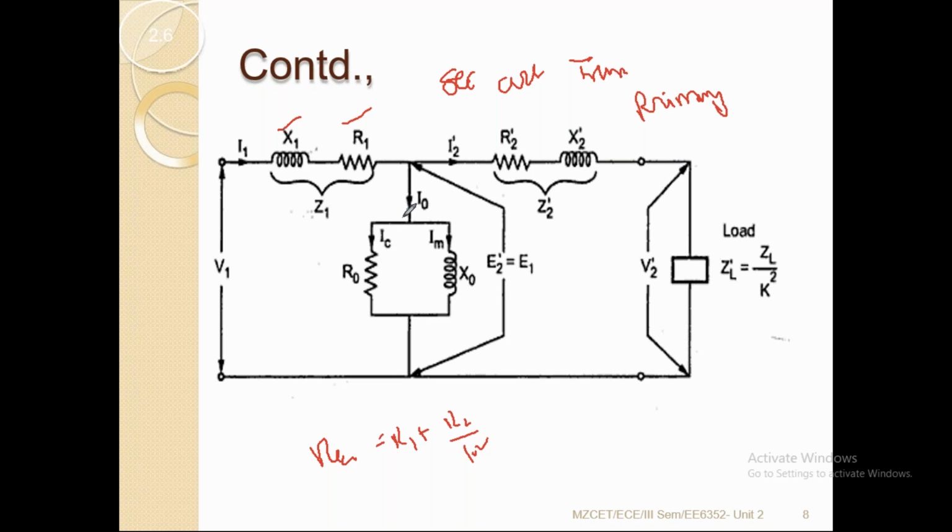So you need to find all these parameters: X1, R1, R2 dash, X2 dash, Z1, Z2. In this case, both induced EMFs are equal, so E1 is nothing but E2 dash, right? That's why I am representing this when the secondary is shifted to the primary, and this is the load impedance value. So these are the equivalent circuit parameters when the secondary resistance and reactance are shifted and transferred to the primary value.